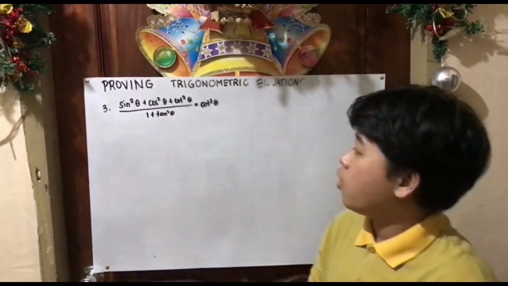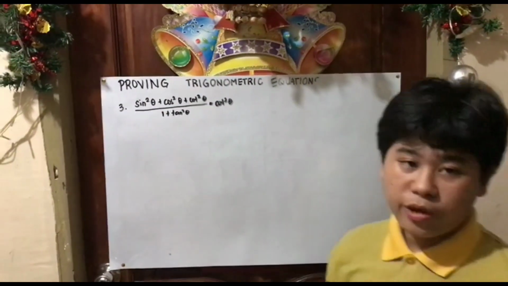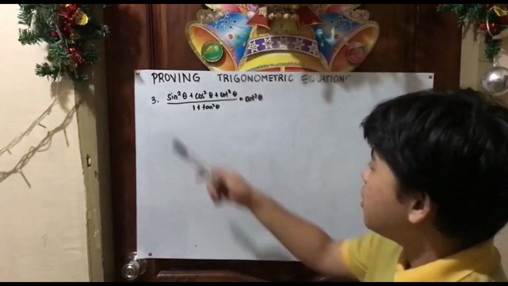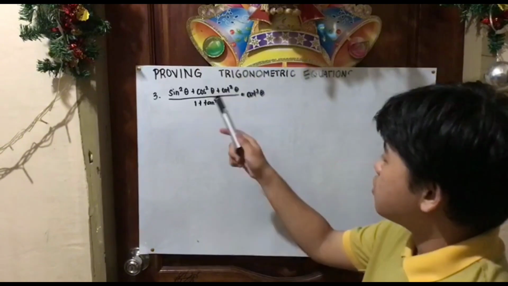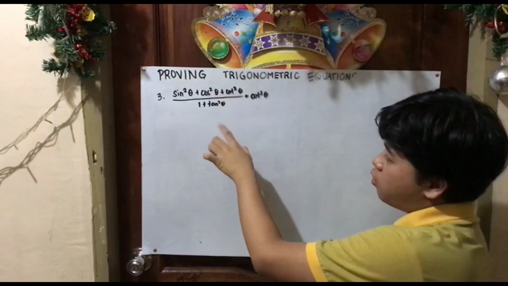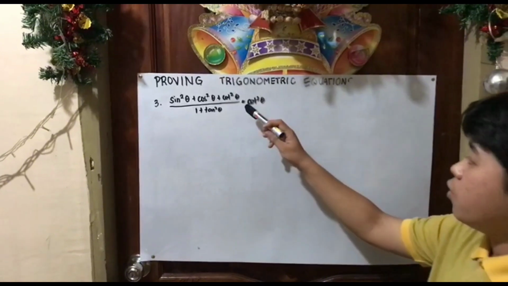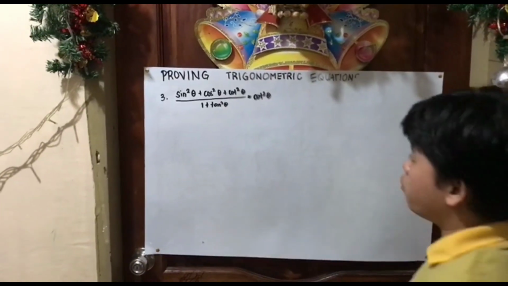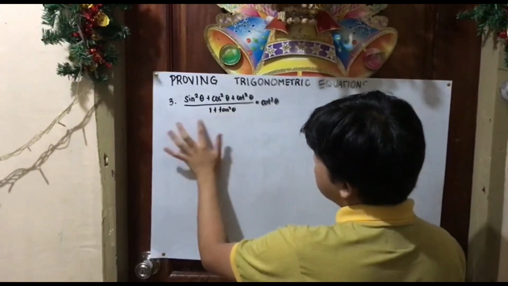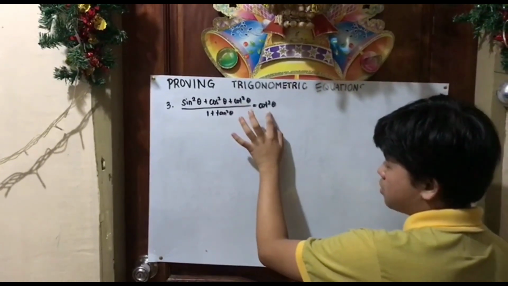We are now on our third example for proving trigonometric equations. So we have a little bit more complicated equation. Sine squared theta plus cosine squared theta plus cotangent squared theta over 1 plus tangent squared theta is equal to cotangent squared theta. All we need to do is prove that this side is equal to this side.